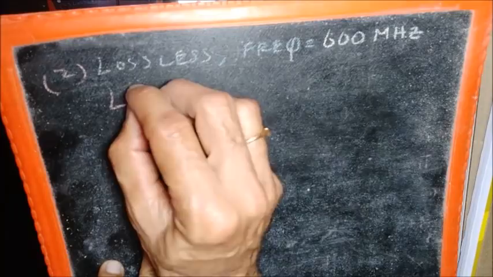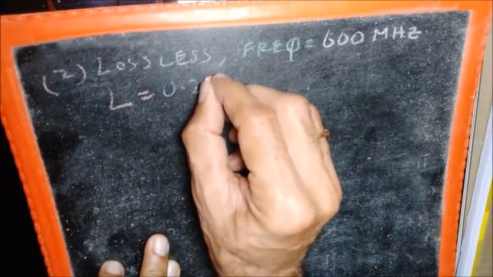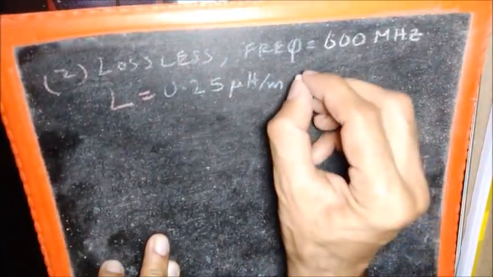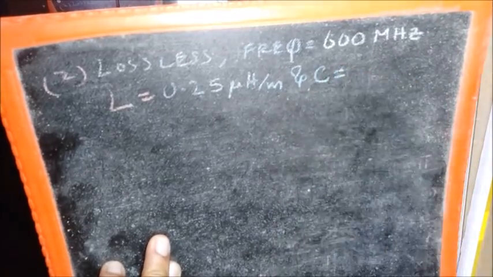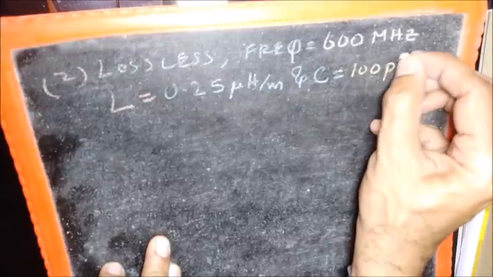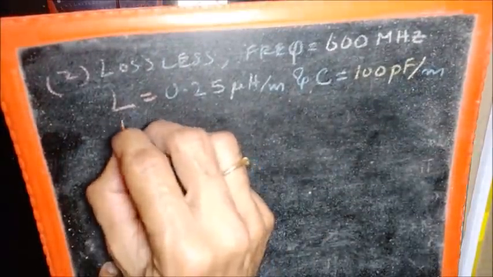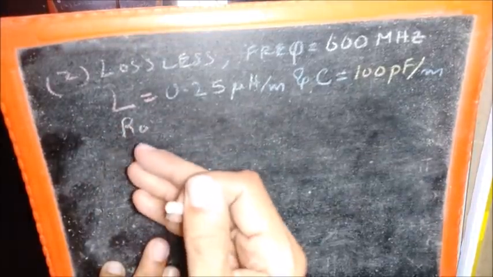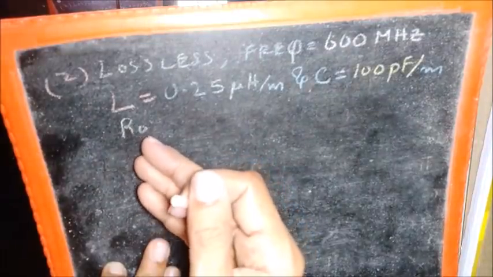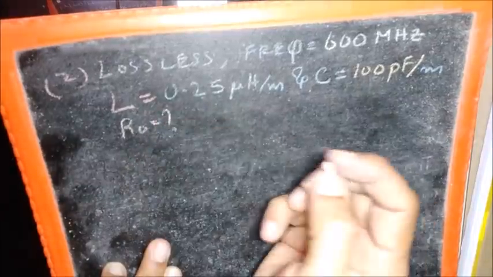If the inductance of the transmission line is 0.25 microhenry per meter and capacitance is 100 picofarad per meter, we have to find R naught. We have to actually find the characteristic impedance, and it is lossless, so we know that characteristic impedance will be purely resistive. So I will straight away write R naught.